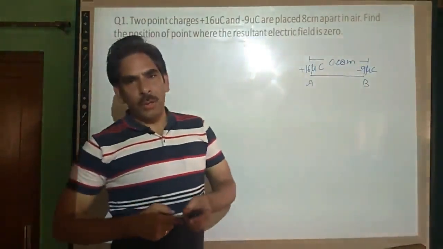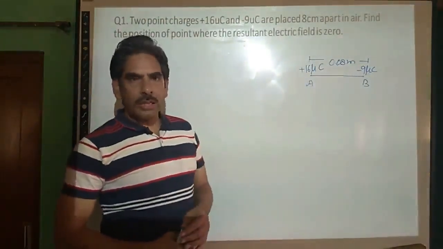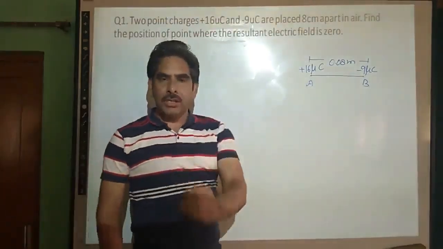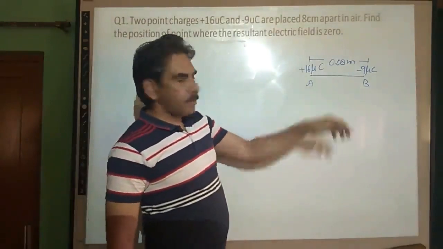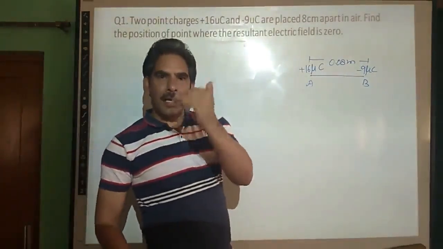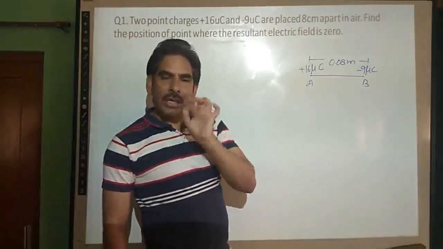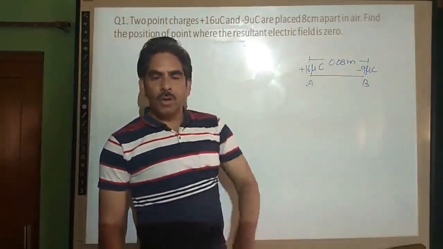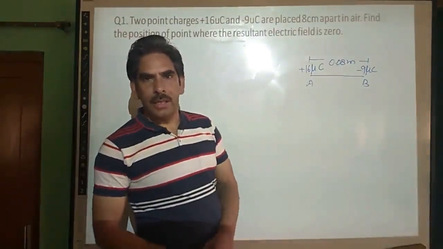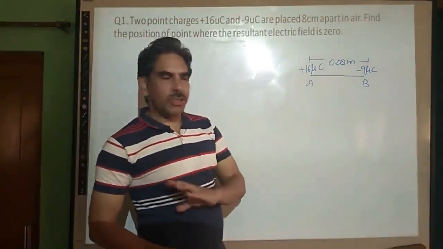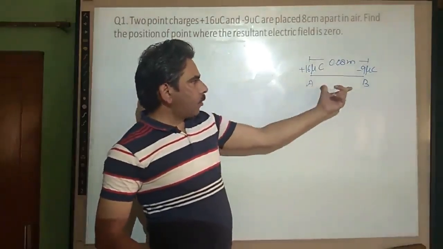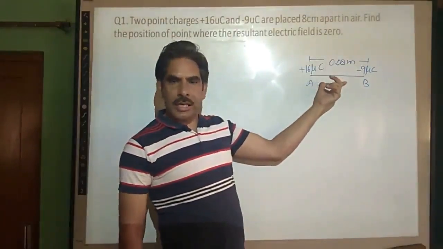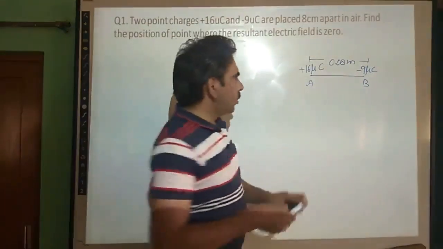Now we have to find one point where the resultant electric field, or net electric field, due to these two charges is 0. If at any point we find the electric field is 0, that simply means if we place an electric charge at that point, it will move nowhere. The net electric field at that point will be 0. If we think about a point between these two charges, we see that the net electric field will not be 0.